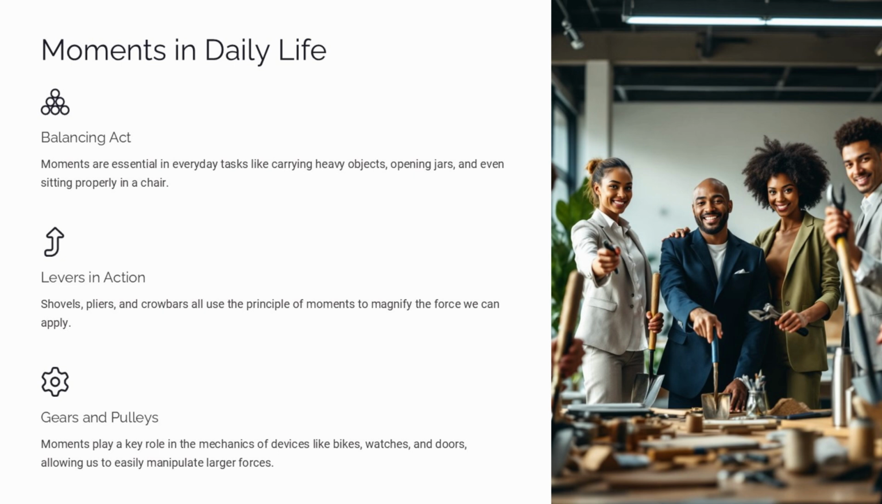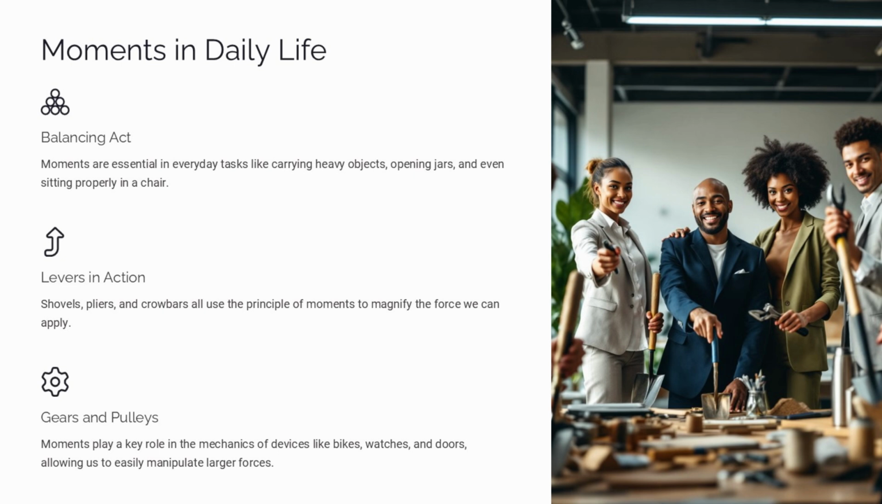This slide explores the concept of moments and how they are essential in our everyday lives. We'll look at how moments come into play when we're balancing heavy objects, opening jars, and even sitting in a chair. Moments also allow us to magnify the force we can apply using tools like shovels, pliers, and crowbars.